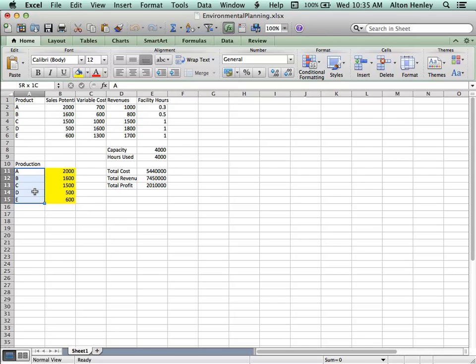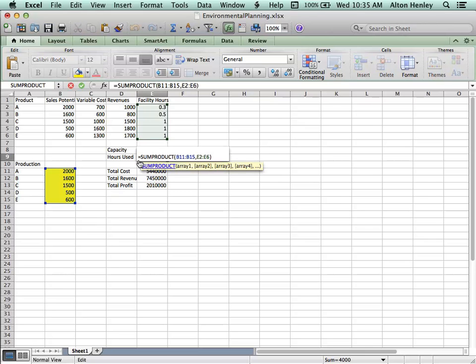I created my decisions, again, in the same orientation and in the same order as they were presented in the case, so that I could use that to then use some product. My decision cells are here, so we have a number of things. Facility hours is the only resource, so I have my capacity of 4,000.